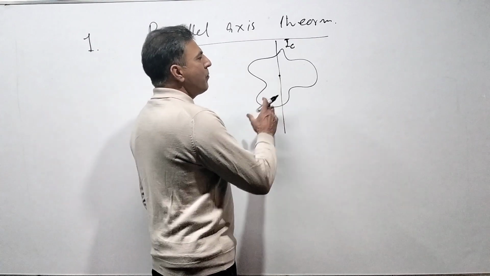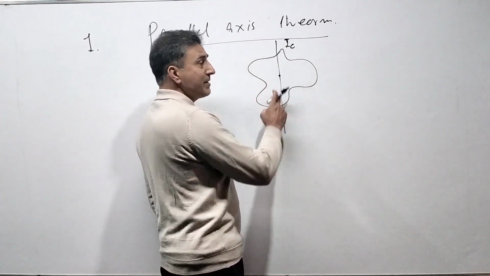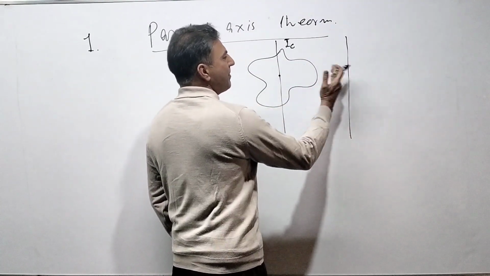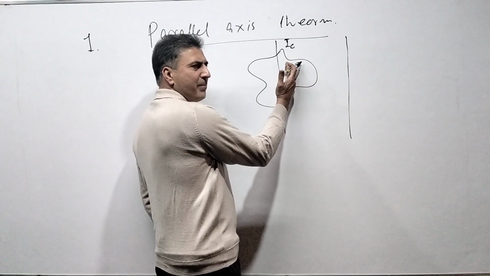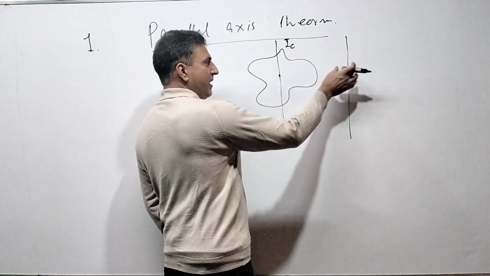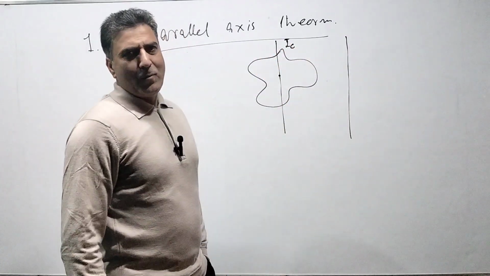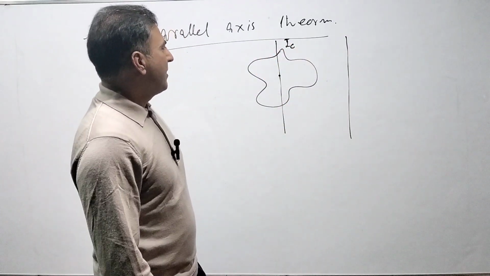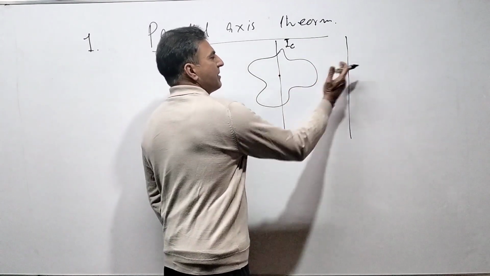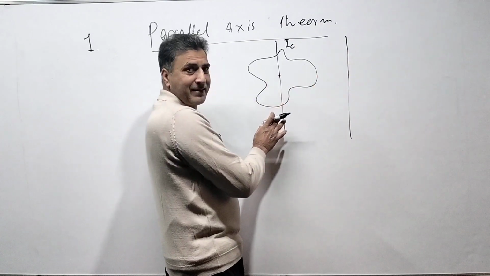Now, we want to find moment of inertia of this same rigid body, not about the center of mass axis, but about some other axis. The new axis may be outside the body, or it may even be inside the body. That is immaterial. But the new axis is parallel to this center of mass axis.